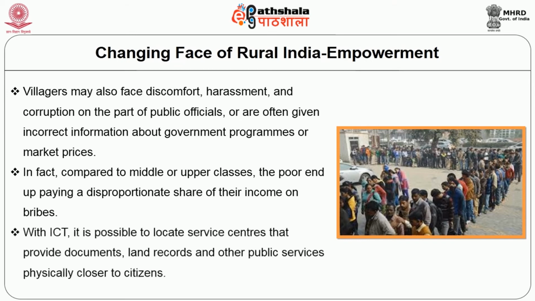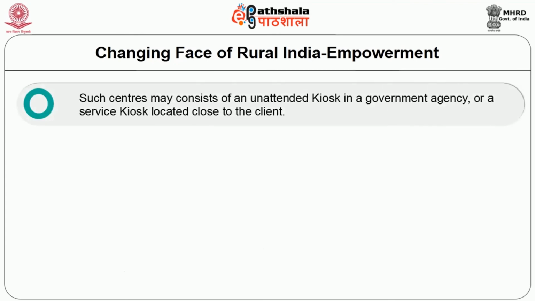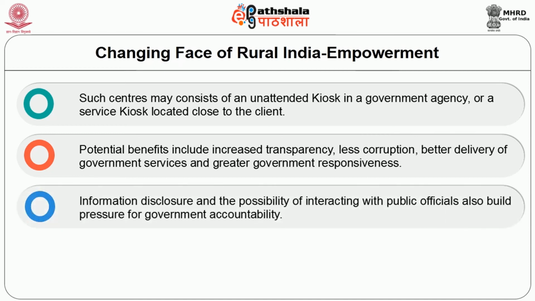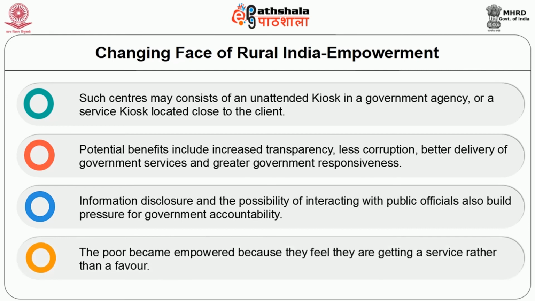bribes. With ICT, it is possible to locate service centers that provide documents, land records and other public services physically closer to the citizens. Such centers may consist of an unattended kiosk in a government agency or a service kiosk located close to the client. Potential benefits include increasing transparency, less corruption, better delivery of government services and greater government responsiveness. Information disclosure and the possibility of interacting with the public official build pressure for government accountability. The poor become empowered because they feel they are getting a service rather than a favor.